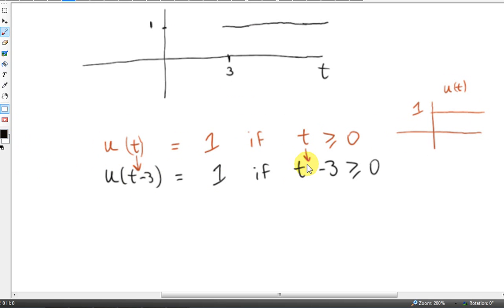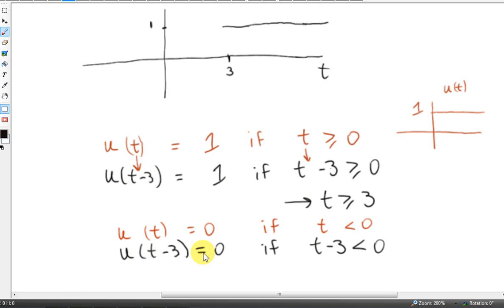So u of t minus 3 is 1 if t minus 3 is greater than or equal to 0. But if t minus 3 is greater than or equal to 0, it means that t is greater than or equal to 3. Just bring the minus 3 over. So the function is equal to 1 when t is greater than or equal to 3. Now u of t minus 3 equals 0 if t minus 3 is less than 0. So again, our first unit step function said that u of t equals 0 if t is less than 0, so we just replace t with t minus 3. So if t minus 3 is less than 0, it means that t is less than 3. So for t less than 3, this new function, u of t minus 3, is 0.